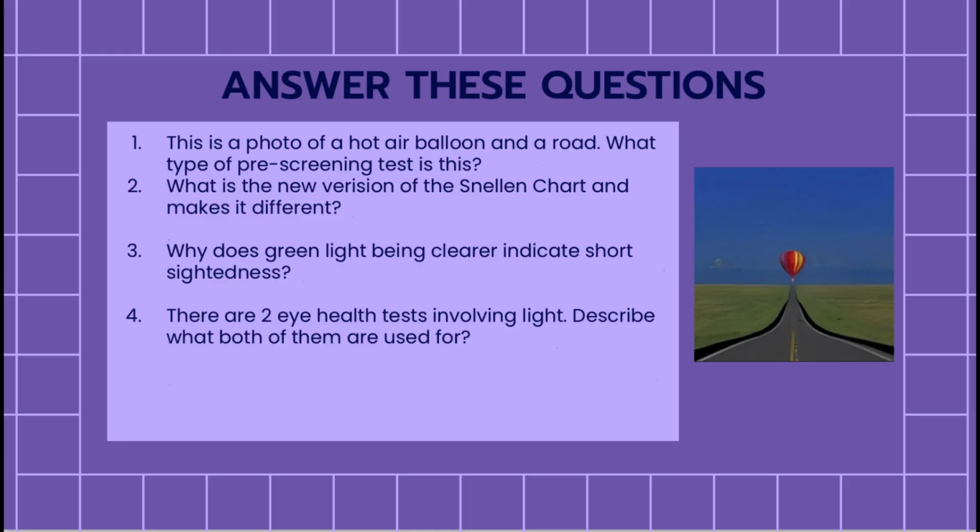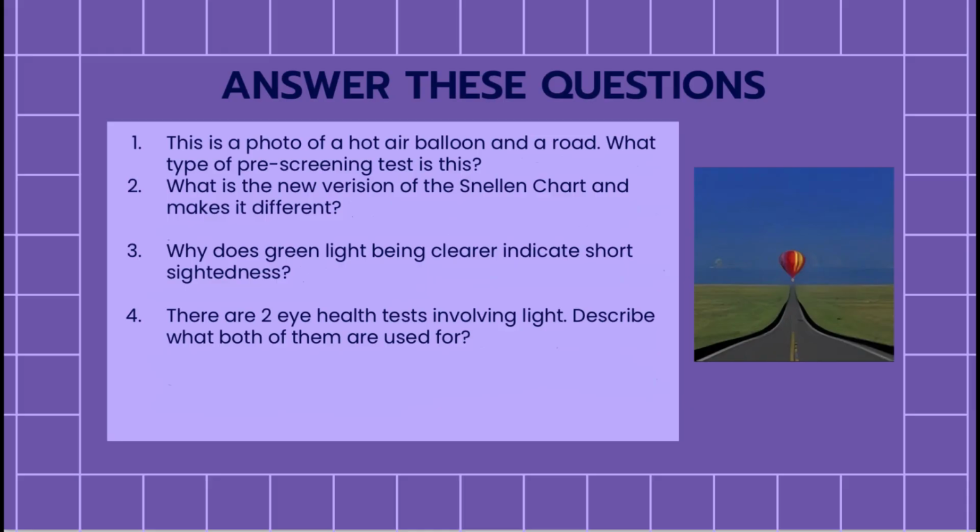So this is a photo of a hot air balloon and a road. What type of pre-screening test is this? Optorefraction. So what is the new version of the Snellen chart and what makes it different? LogMAR has an equal number of letters per line and each letter has a difficulty score. Brilliant. Why does the green light being clearer indicate that the person is short-sighted?